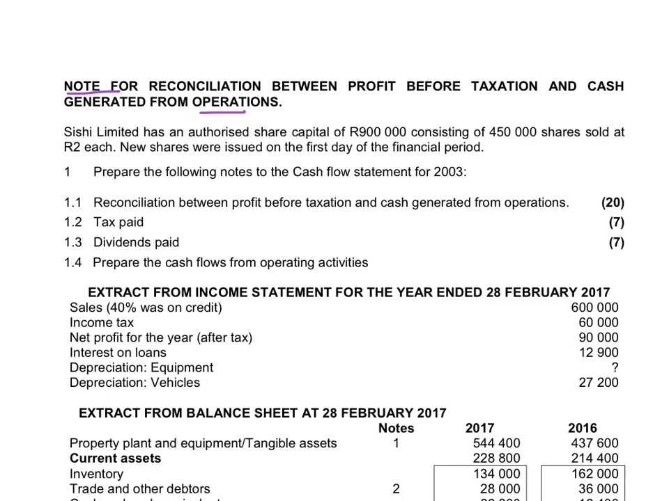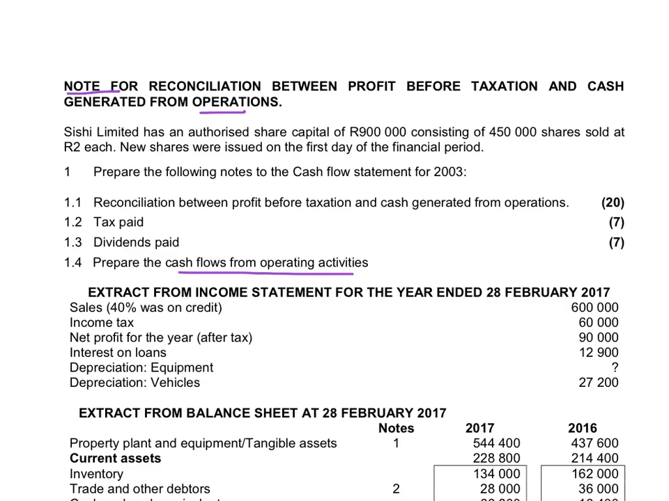So this note will show the total inflow or outflow of money as a result of current assets, current liabilities, and income and expenses. And we will also prepare the cash flow from operating activities section in the cash flow statement.